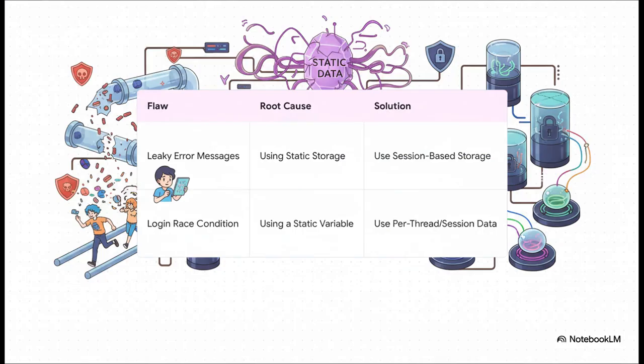So if we look back at our 2 case studies, the root cause was basically the same thing, using a shared, public place to store data that should have been private. The fix is actually pretty simple in concept. For those leaky error messages, the data should have been kept in a private, session-based container for that one user. For the login race, the user ID should have been handled in its own private space, separate from everyone else. The lesson is simple. Never, ever mix one user's data with another's, not even for a millisecond.